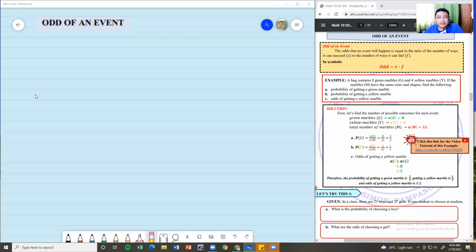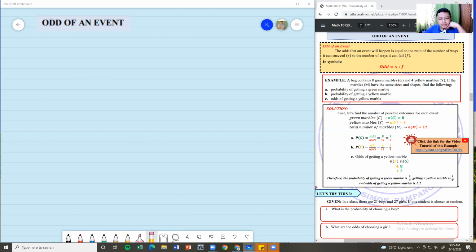Okay, so the complement of an event is now clear to you. Let's now move on with the odds of an event. When we say odds of an event, this is about the ratio of the number of ways that an event will happen versus the event will not happen. Okay? What does that mean? Let's have this as an example.